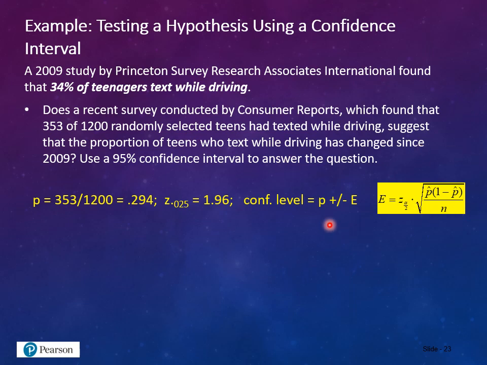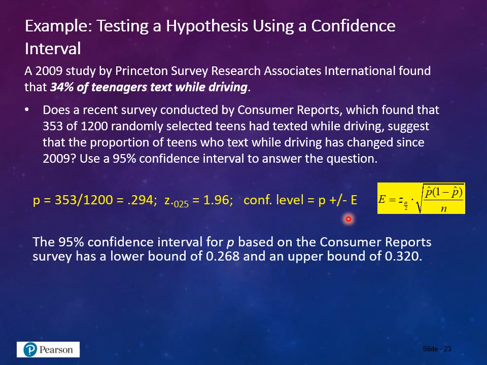So if we calculate, we have our p-value here. If we calculate the error, it becomes 0.296. I'm not going to do that. And so when we add that, did I say that right? I'm sorry, 0.026 is the error calculated. When we add or subtract that from 0.294, we get a confidence interval with a lower bound of 0.268 and an upper bound of 0.320.